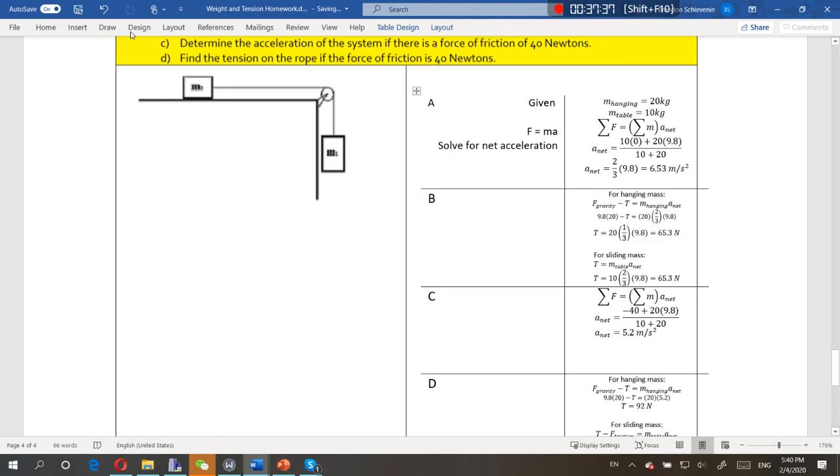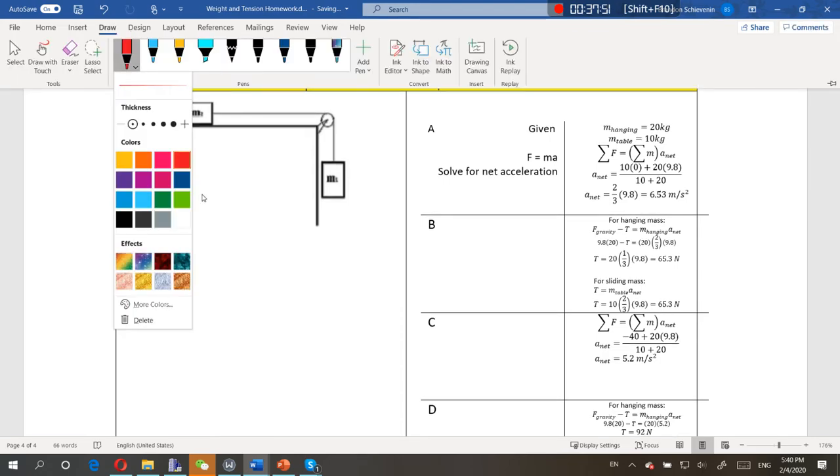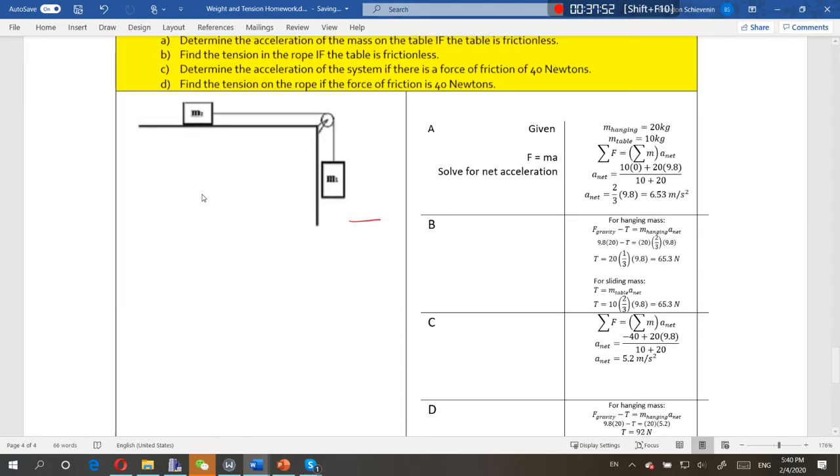In this case, I was choosing for my right side to be positive and my left side to be negative. So our system's kind of moving together, which means we do have a mass that's moving down, but that downward motion is what's causing our other mass to move to the right, right?